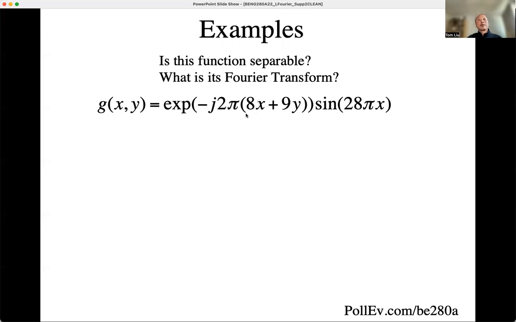So the question is: is this separable or not, and what is this Fourier transform? Unfortunately, I don't have my iPad here, so it's going to be hard to write this out, but let me just walk you through it. It turns out this is separable, right? Because we can split this exponential into x and y, and so we could break this into something that's e to the minus j 2 pi 8 x times the sine of 28 pi x, times e to the minus j 2 pi 9y. So it's separable, and therefore we could take the Fourier transform of the x part separately from the y part on its own.